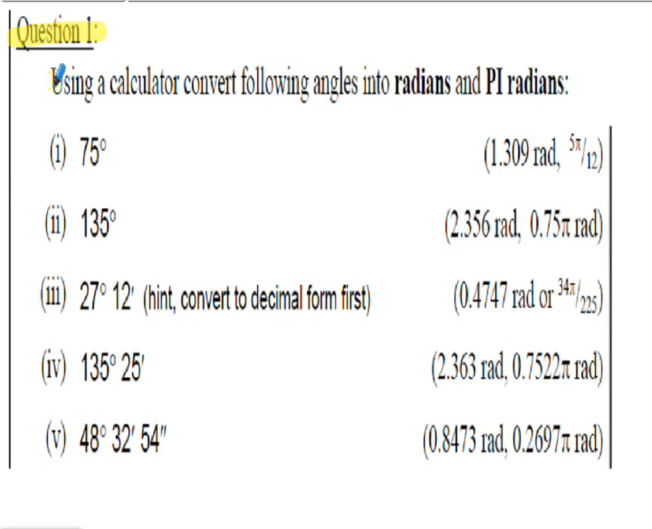Question 1. Using a calculator, we're asked to convert the following angles into radians and pi radians. So question 1, we're given the angle of 75 degrees. To convert that into radians, we multiply by pi and divide by 180. That produces a value of 1.309 radians, or in terms of pi radians, that would be 5 pi divided by 12. Most calculators will give the answer in pi radians automatically.